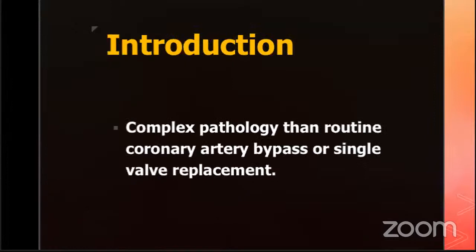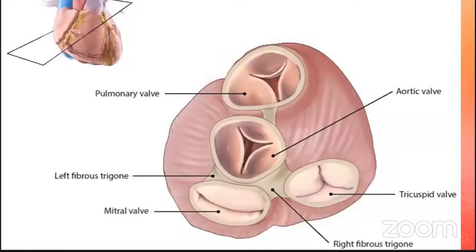As cardiac surgery matures, cardiac surgeons are treating patients with more complex pathology than routine coronary artery bypass or single valve replacement. In this picture we can see that in the normal heart, the valves have a characteristic orientation with supportive elements. I just wanted to reinforce the idea of the proximity of the valves to each other in multiple valve disease, and how sometimes it's difficult to approach them.